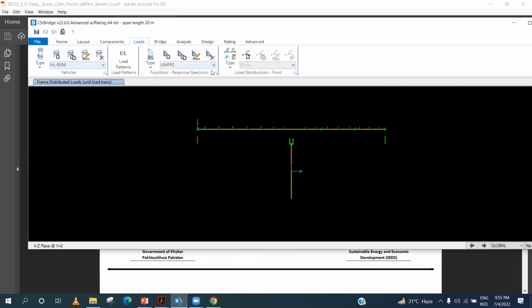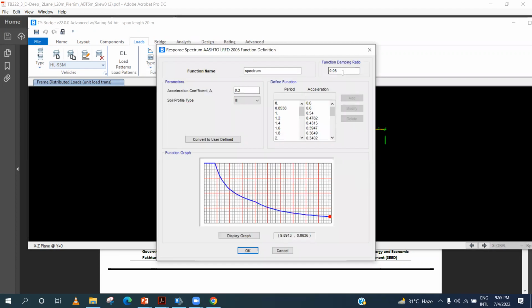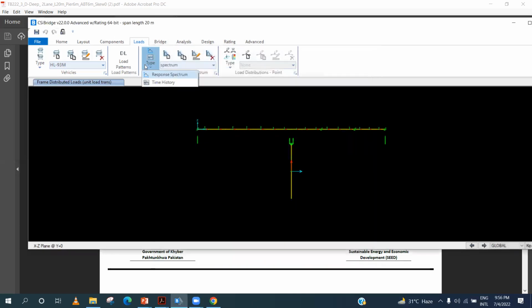So thanks for pointing out, Mr. Arvind. The damping in all the codes is mostly 5%. So this is the damping. If you have a specific damping, then you can use that one as well. Mostly the design spectra present in the code are for 5% damping. You can define other spectra as well.